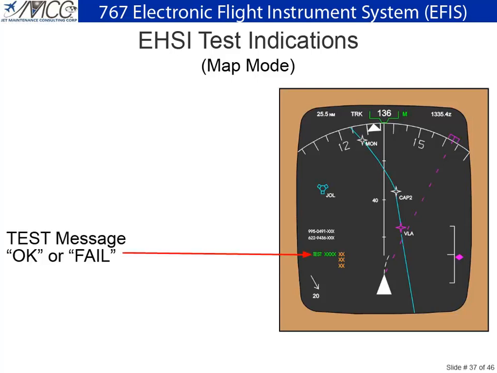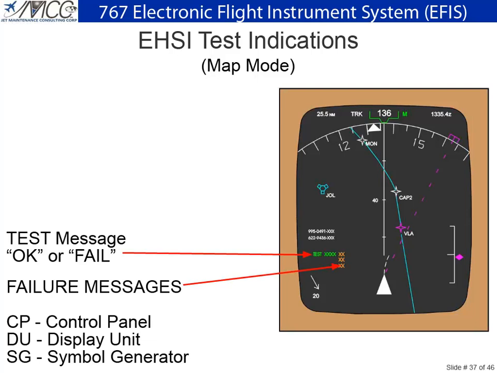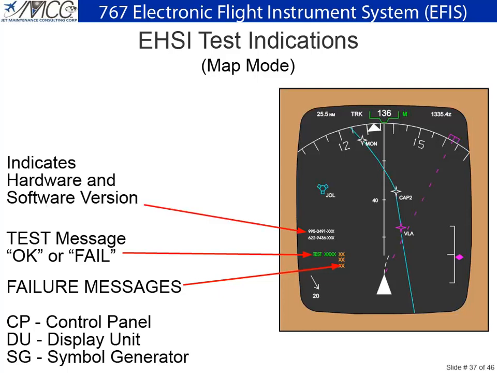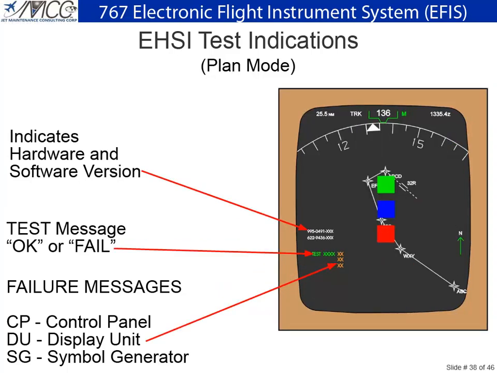If the test is successful, a Test OK message will be displayed. If the test has failed, the Test Fail message will be displayed along with the cause of the failure. CP for control panel, DU for display unit, and SG for symbol generator. The hardware and software version numbers are displayed on the left side of the display. Here is the EHSI test display with the plan mode selected.